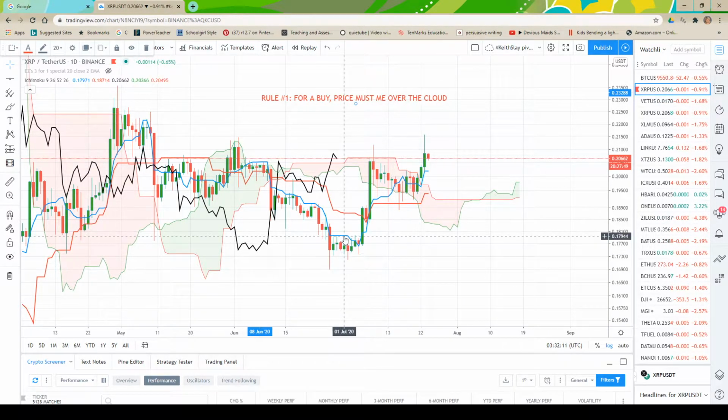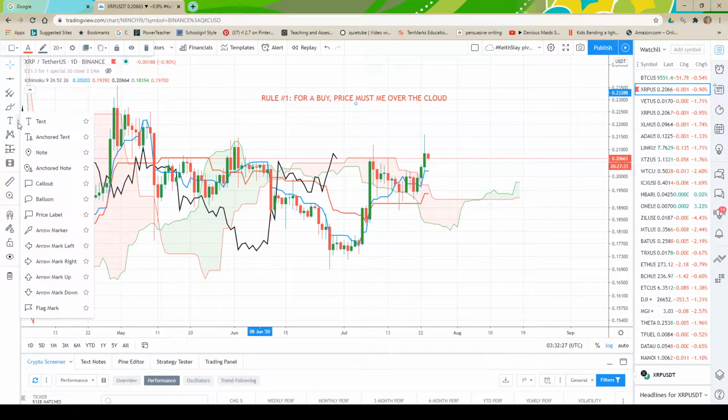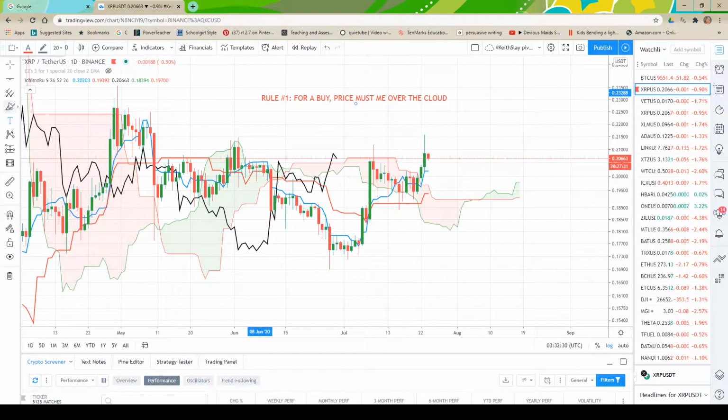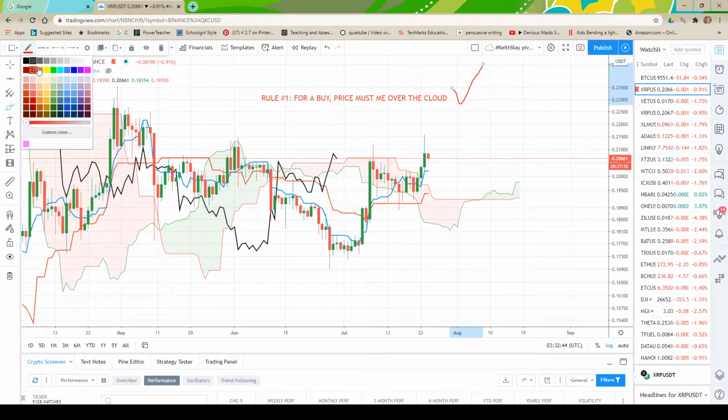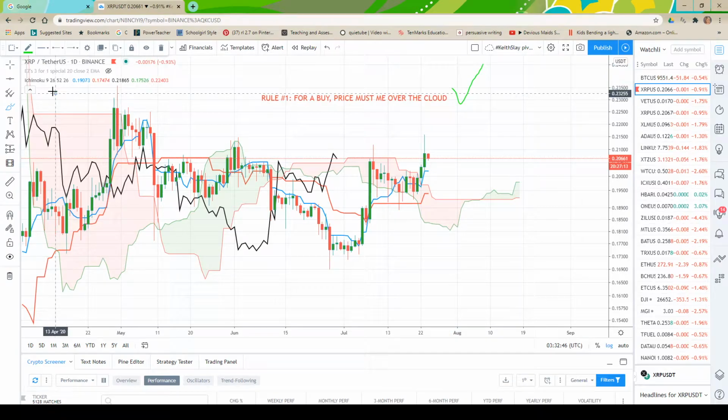Okay. Quite simply, is our price over the cloud? We see a red cloud right here. Our price is over it. Rule number 1 gets a check mark because it is absolutely over. I think there's actually check marks in here somewhere. Maybe not. Whatever, we'll just draw a check mark. Rule number 1: check. All right. Next rule.